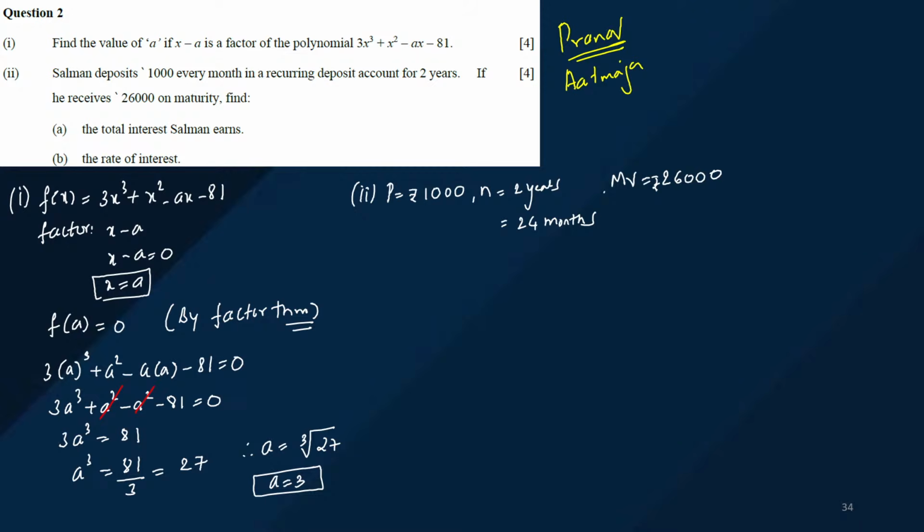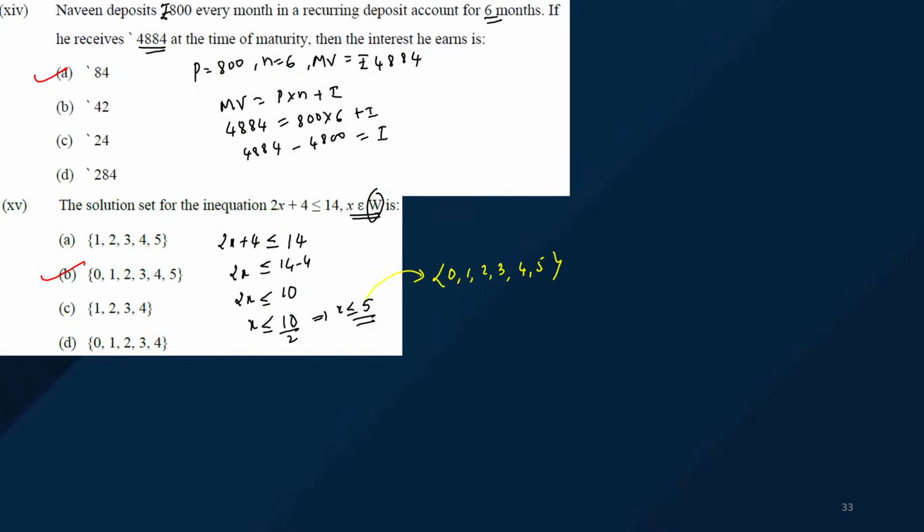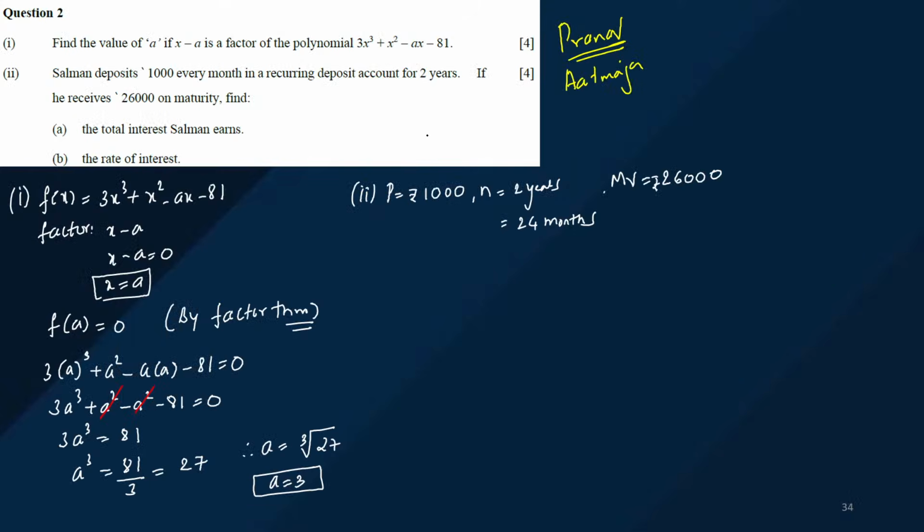So now what is the question asking? Find the total interest Salman earns. You are asked to find out the interest, just like here we solved one of the MCQs. Clear? See, this is not a question paper which I have made. This is one of the previous year question papers, children. Understood? Okay, so the question paper is going to be so easy, right?